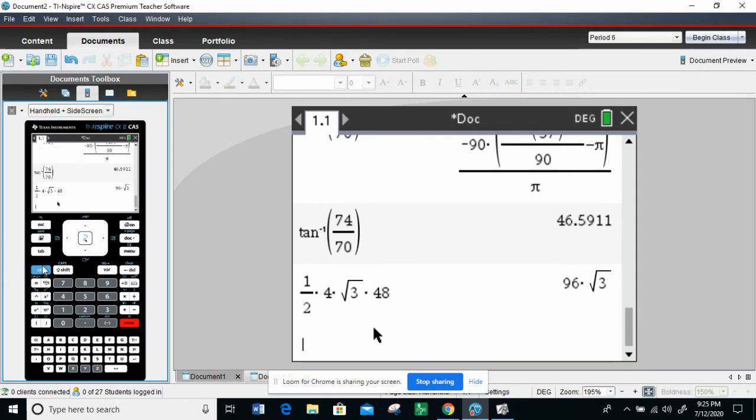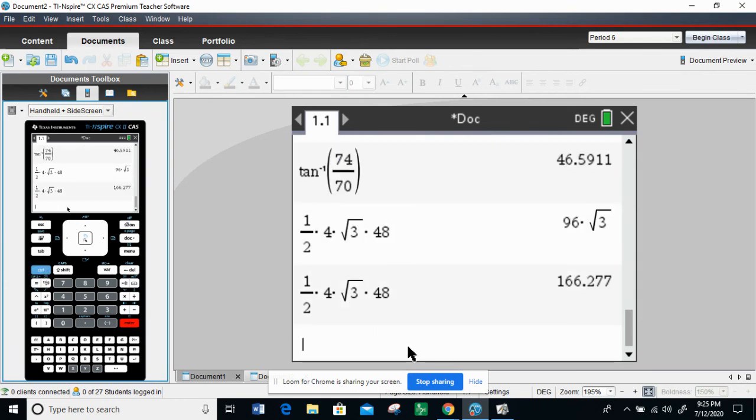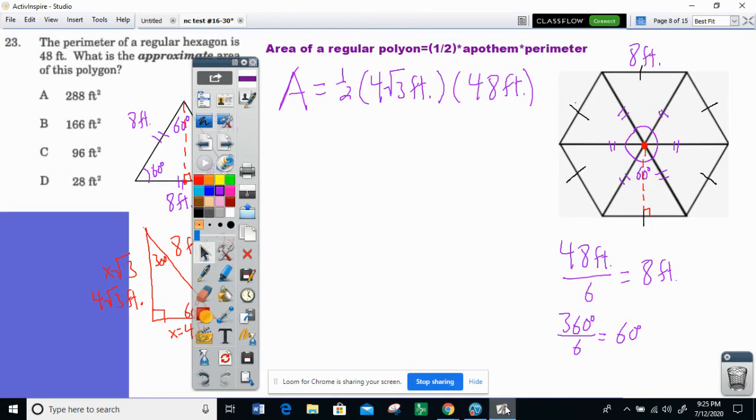So that gives us 96 times the square root of 3, which as a decimal is 166.27. So that rounds down to the nearest whole number to be 166 square feet.